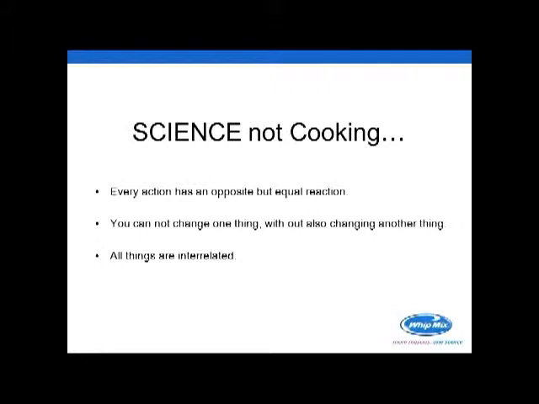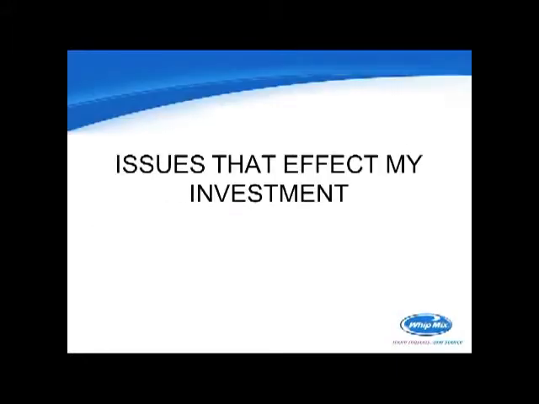There's an old scientific adage, every action has an opposite but equal reaction. This is absolutely true. How does that apply to us? Well, you can't change one thing without changing another. So every change that you make is going to affect something else, and you should be prepared for those changes. Everything is interrelated in the processes that we're involved in.